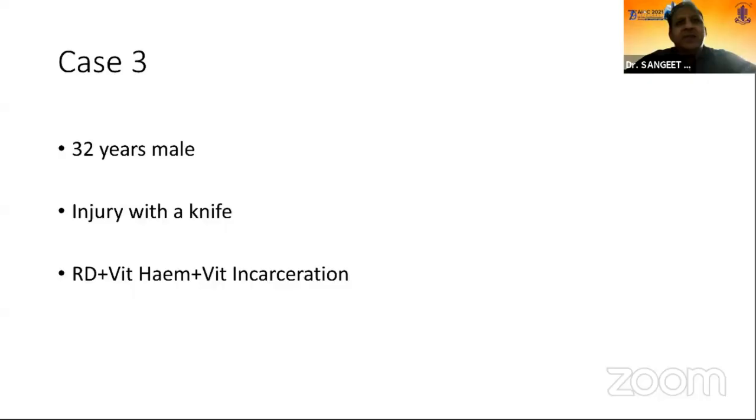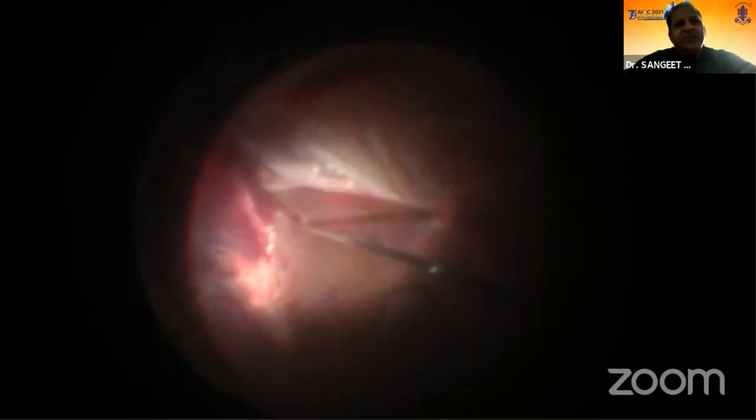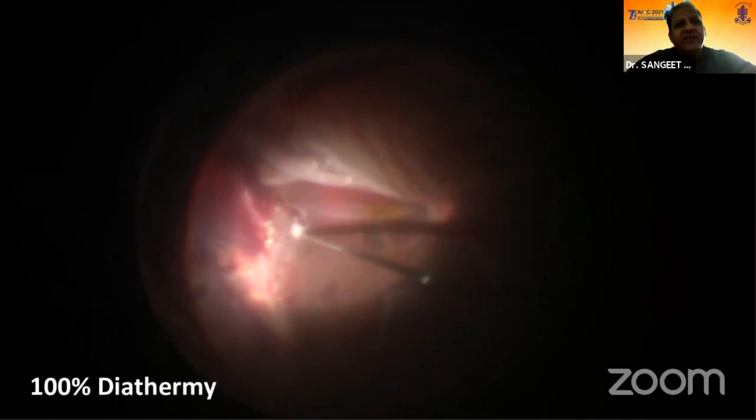Macula is healthy. This is another patient, a 32-year-old male, injured with a knife, and he had a retinal detachment with vitreous hemorrhage with incarceration. And you see, there was a large amount of vitreous incarceration associated with the retinal detachment. In this patient, we again started doing diathermy around this incarceration site.